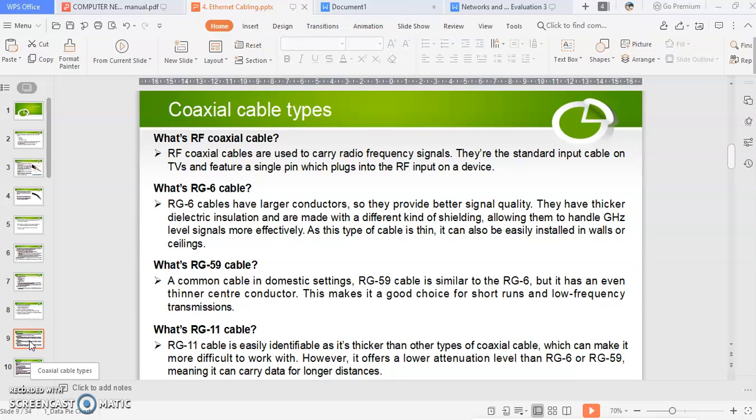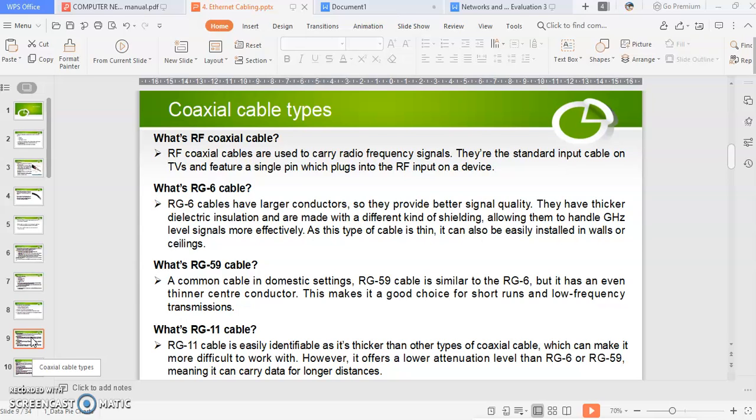So, these are four, but we have four types of coaxial cables. Three, sorry. Four, the RF, radio frequency. Okay, so the first one is the radio frequency coaxial cable. So, they are used to carry radio frequency.